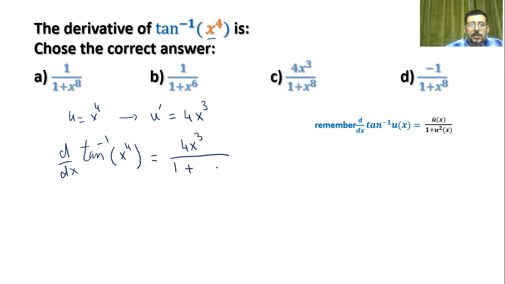1 plus u squared. U is x power 4, so x power 4 squared. So it is 4x power 3 over 1 plus, with respect to the power rules, x power 4 power 2, I multiply the powers, so I'll get x power 4 times 2 is 8. So the correct answer is C.